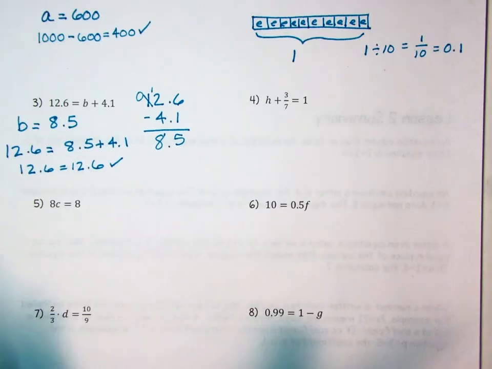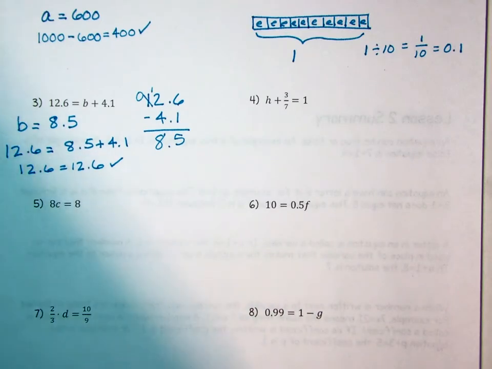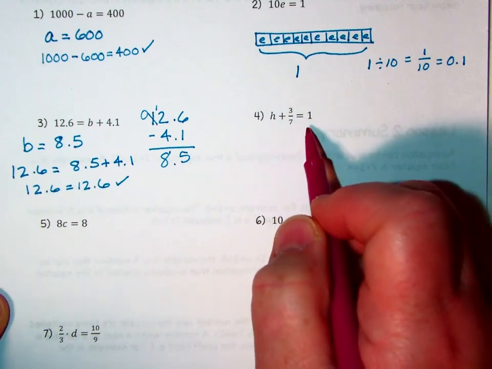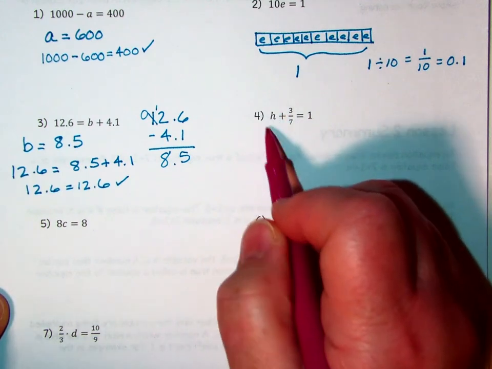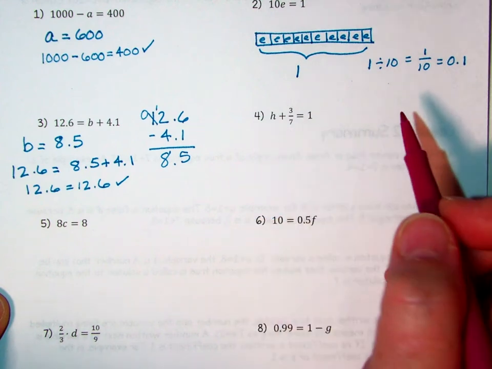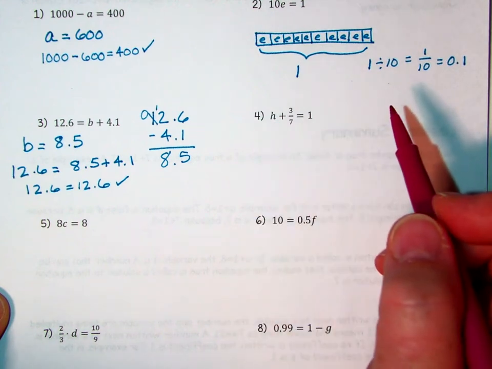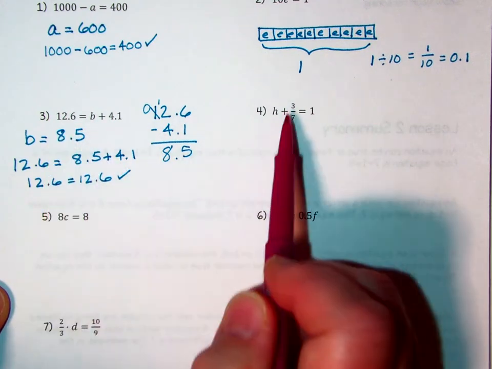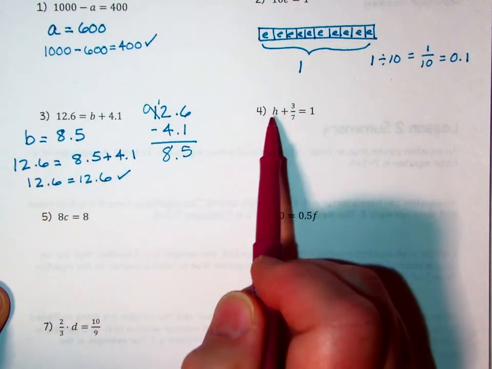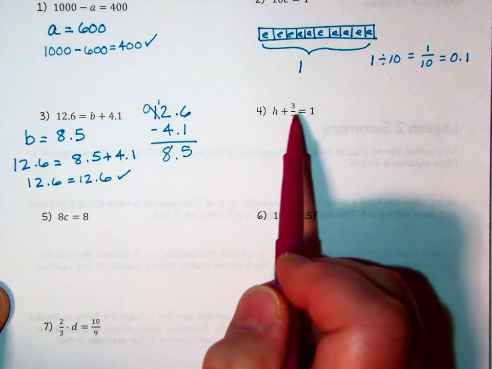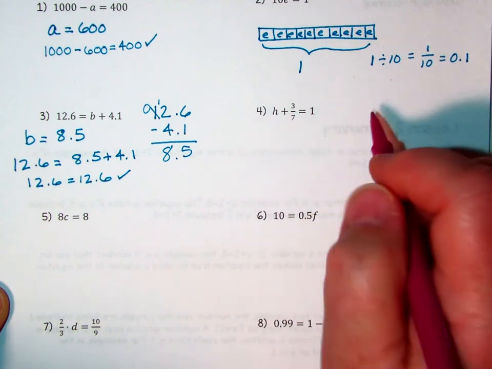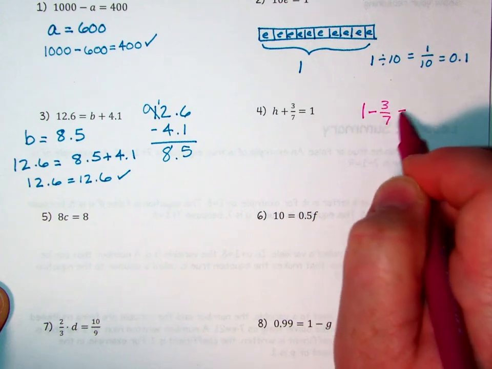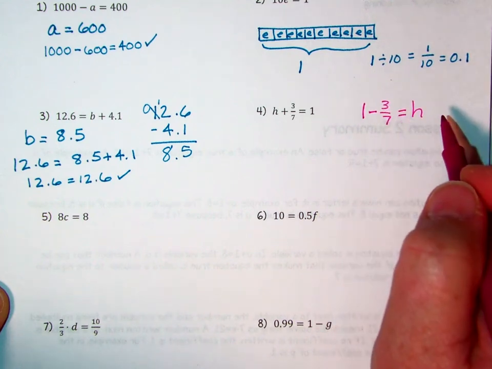Let's choose a different color so we don't get running together. All right, h plus 3/7 is equal to 1. So again, I've got two numbers combined equal a third number, and I don't know what number h represents. Well, similar to this one, if I've got two numbers combined equaling a third number, I should be able to find my unknown by subtracting 3/7 from 1. So I could say 1 minus 3/7 is going to equal my unknown h.